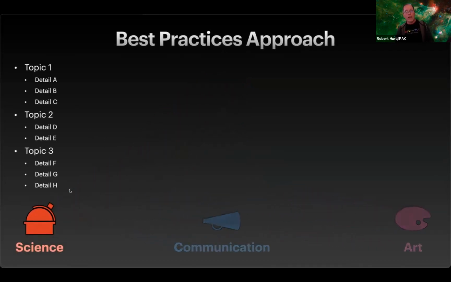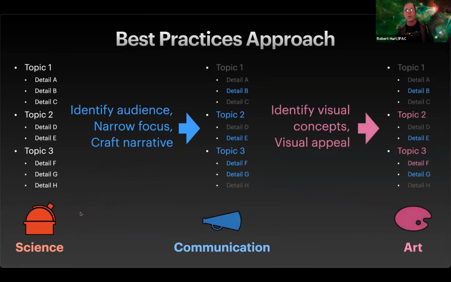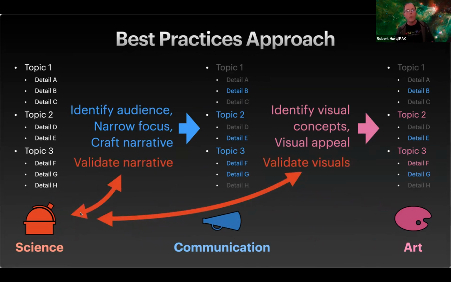Now, of course, science gives you the material that you're starting with to begin with. A communications expert will help to really understand and identify that audience that you're trying to address, whether it's education or informal ed or whatever, and to craft a narrative from that science, a subset of what you think you can communicate to that audience. And of course, the role of the artist is to identify the visual concepts and to increase the visual appeal. But at all stages, this has to be a constant interaction back and forth and always touchstoning to the science.